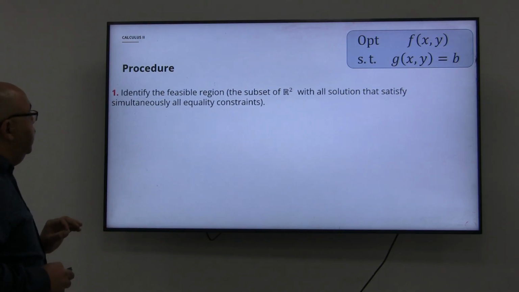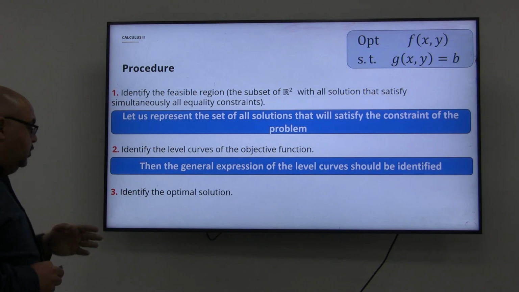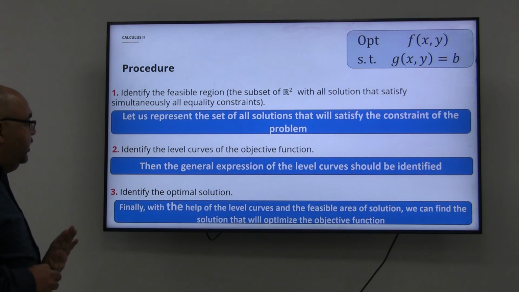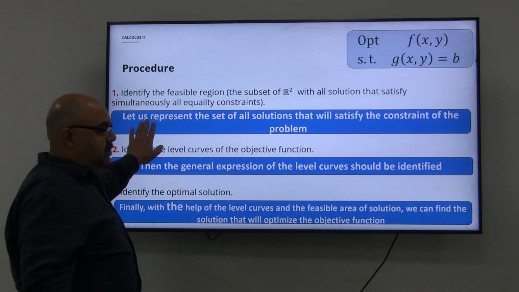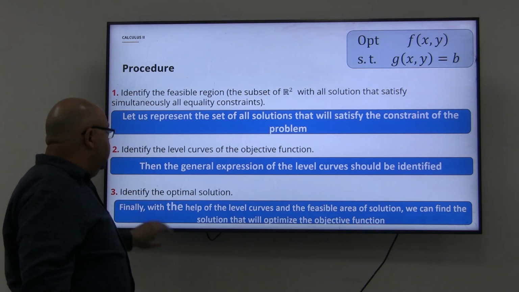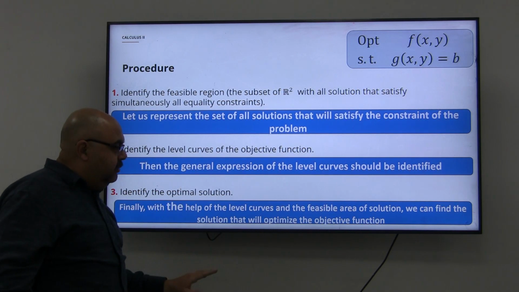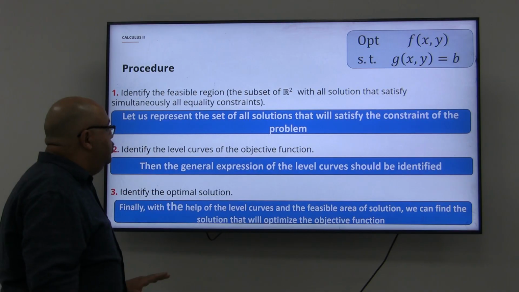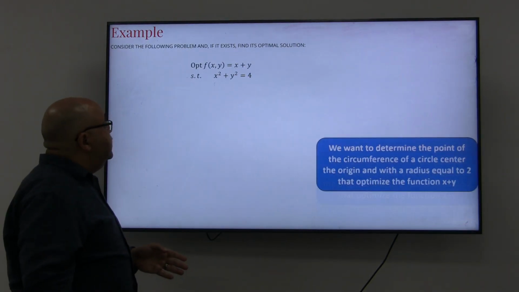I believe it's going to be really very nice if we go through the steps on a problem. So the first step: let's present the set of all solutions that satisfy the constraints. Then the general expression of the level function. Number 3, with the help of the level curve and the visible area of solution, we can find the solution of this problem. So this slide actually summarizes the steps.